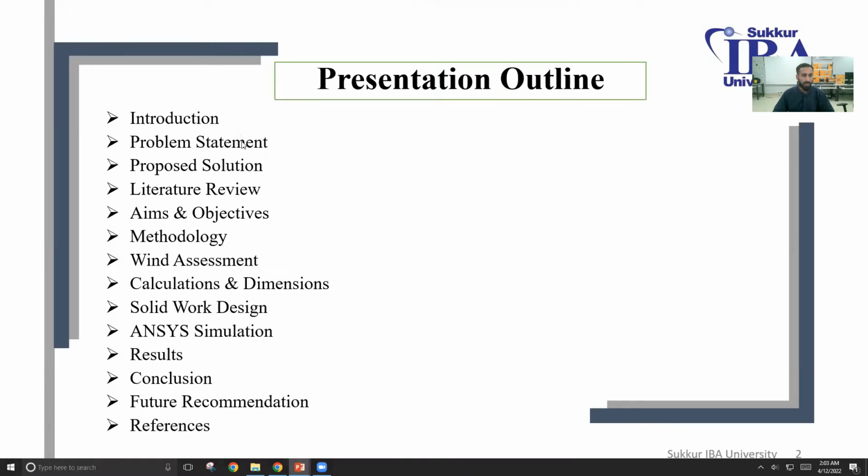So this is the presentation outline. First one is introduction, after that problem statement, then proposed solution, then literature review, then aims and objectives, methodology, wind assessment, calculations and dimensions, SolidWorks design, ANSYS simulation, results, conclusion, future recommendation, and then at last, references.